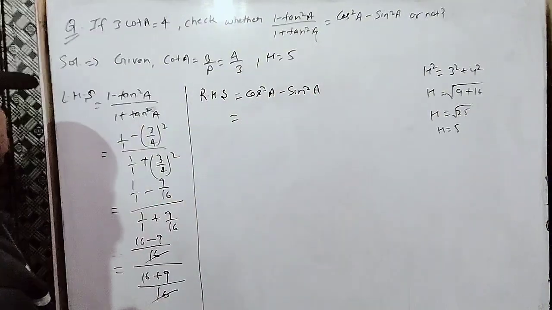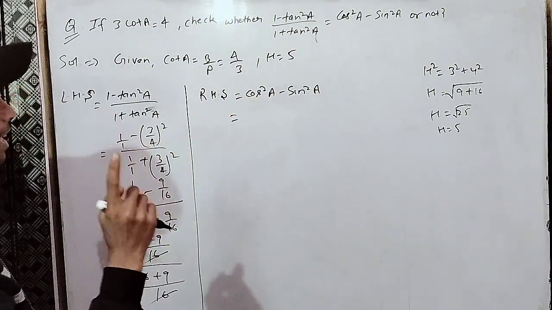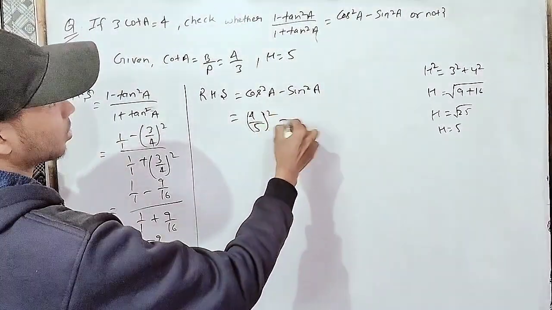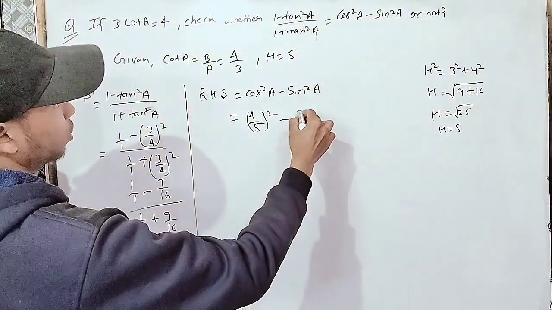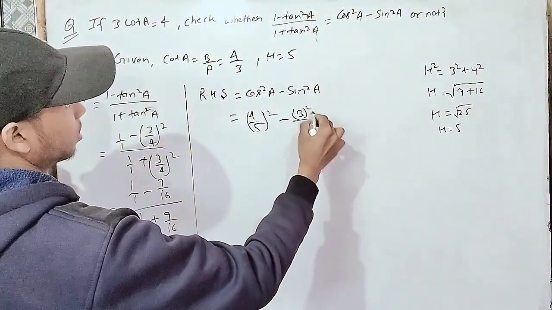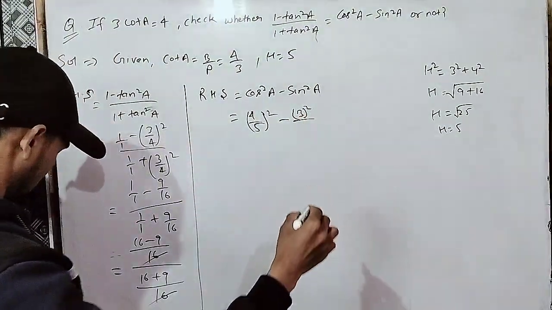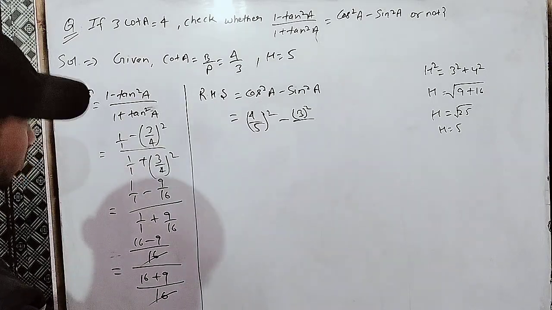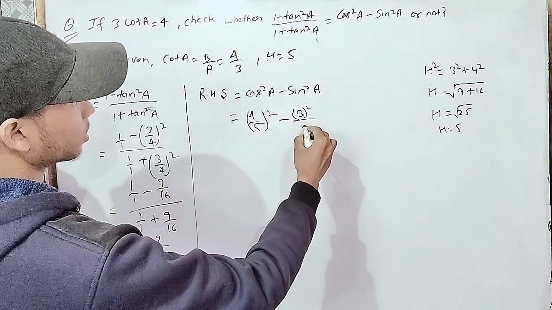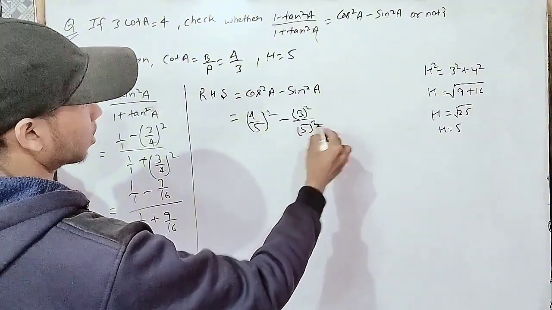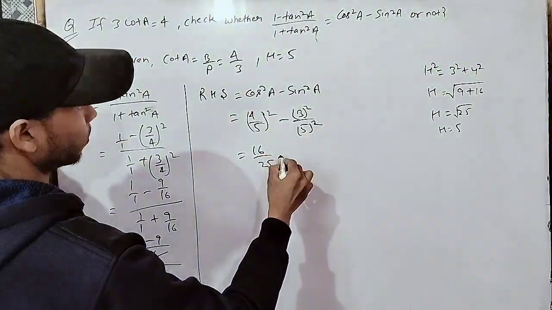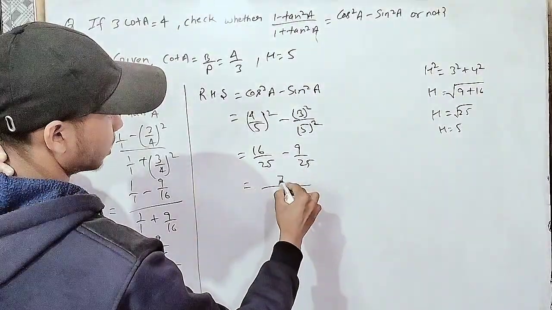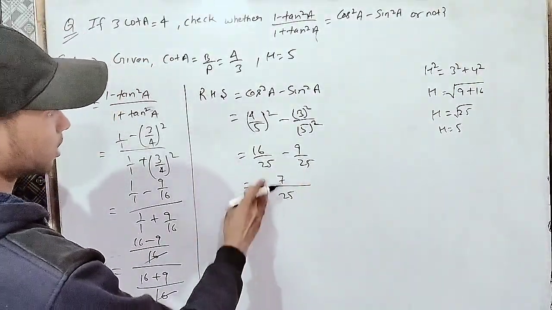Clear? So B by H. So 4 by 5. But this is in a square. B by H. 3. Whatever. So here H. 16, 25. Yeah. Then 25, 7. Alright.